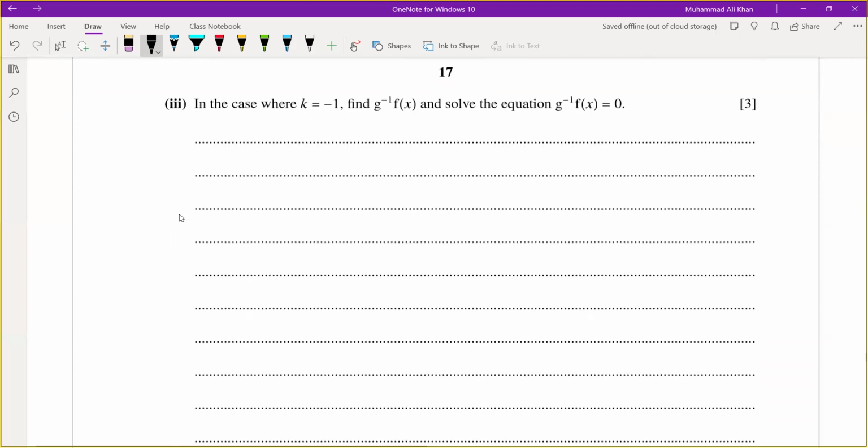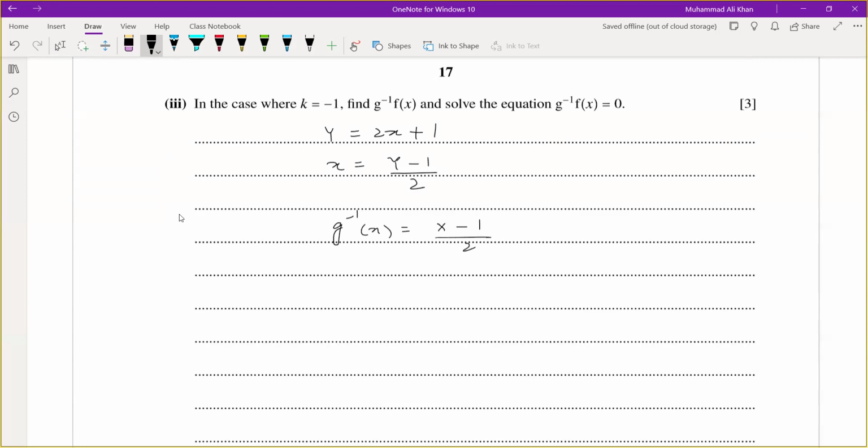After that, in the third part, in case where k is -1, find g inverse fx and then solve the equation. करते हैं जनाब. अगर g का इनवर्स हमें कैलकुलेट करना है तो g के फंक्शन को y से इक्वेट कर दें. y इक्वल्स टू 2x plus 1. मेक x बी द सब्जेक्ट. ये बन गया g का इनवर्स फंक्शन x minus 1 over 2.